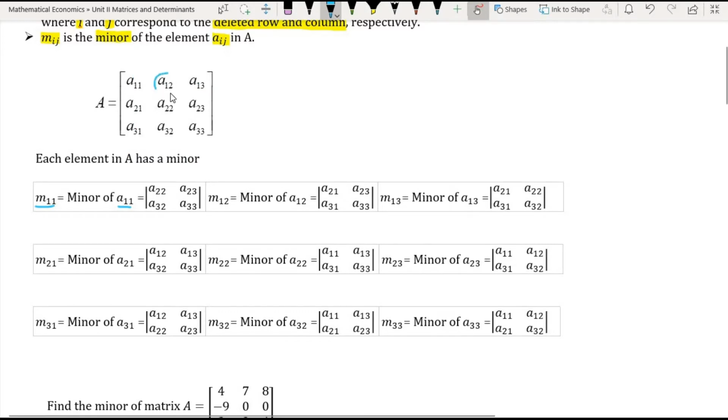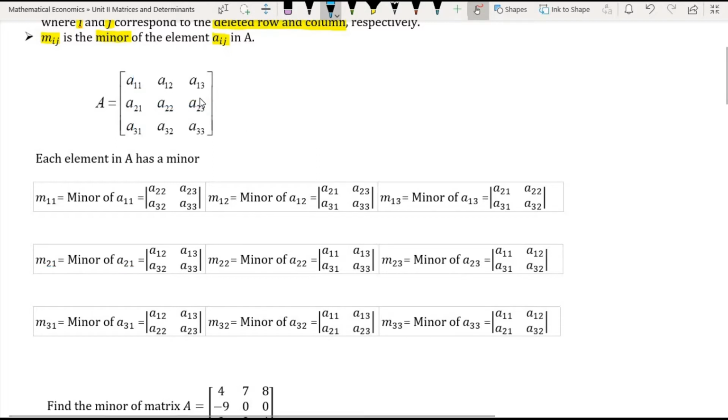Similarly, the minor of A12, denoted by M12, is obtained by deleting the row and the column in which element A12 is present, and the resulting elements which we are left with are A21, A23, A31 and A33. Similarly, the minor of A21, denoted by M21, is obtained by deleting the row and the column in which element A21 is present. On deleting the row and the column, we are left with elements A12, A13, A32 and A33.